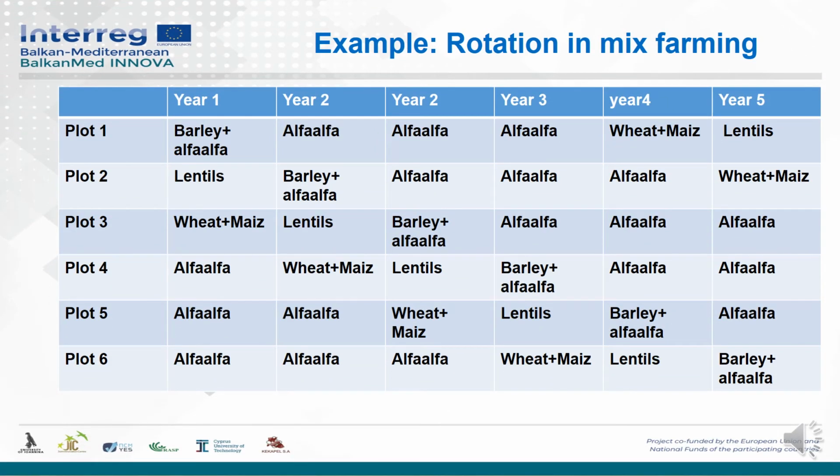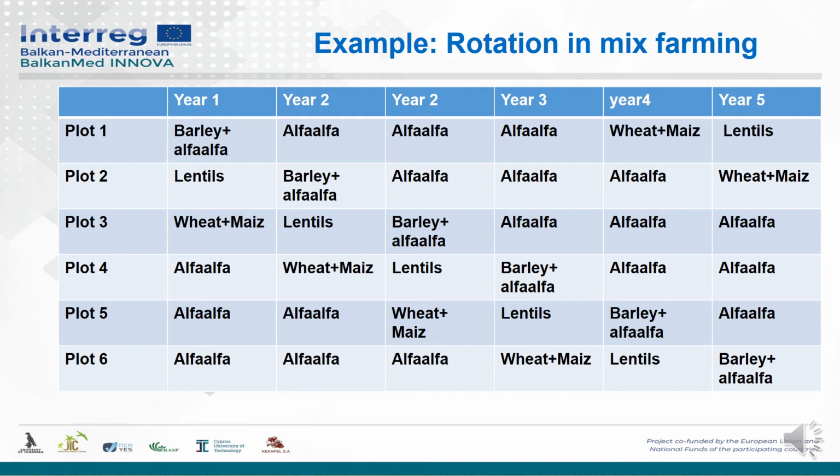In this table, you see an example of a rotation plan, which is designed for a mixed farm. We find legumes, which are annual and perennial legumes, and cereals, which are plants that need a high quantity of nitrogen. This rotation is a 5-year plan with 6 plots.